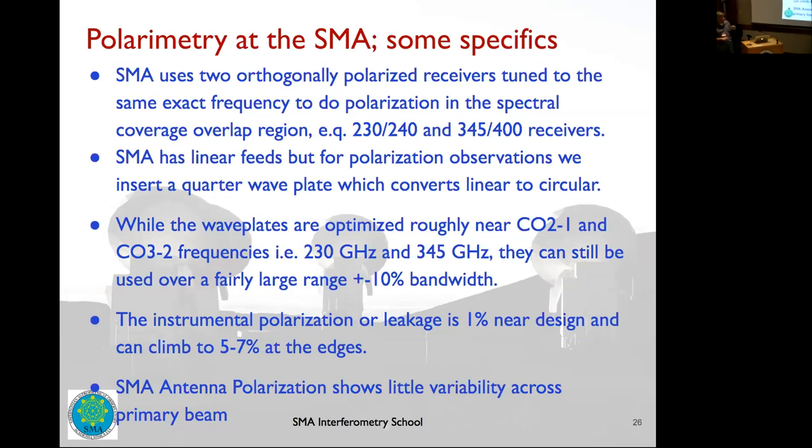The SMA antenna polarization, I'm not going to show you this, but it's actually quite good. The SMA antenna is designed in a way that everything is on axis, and this leads to very, very low polarization variability across the primary beam. This allows us to map all the polarization structures all the way to the edge of the primary beam. For those of you who've done ALMA observations, there are restrictions on how much of the primary beam you can image polarization in.